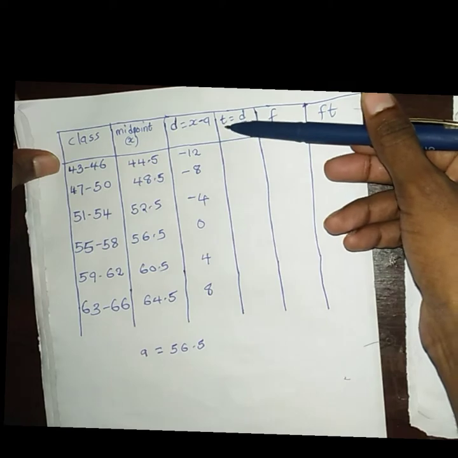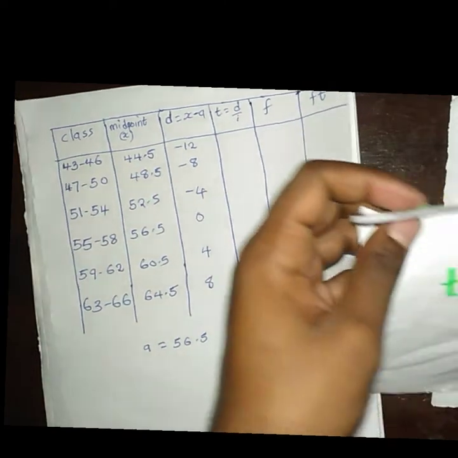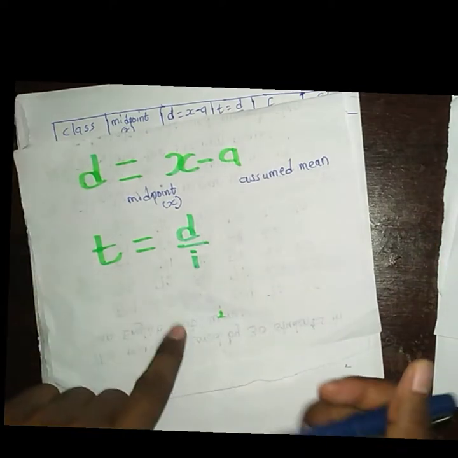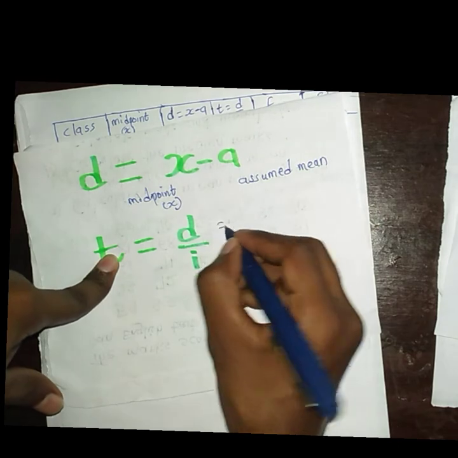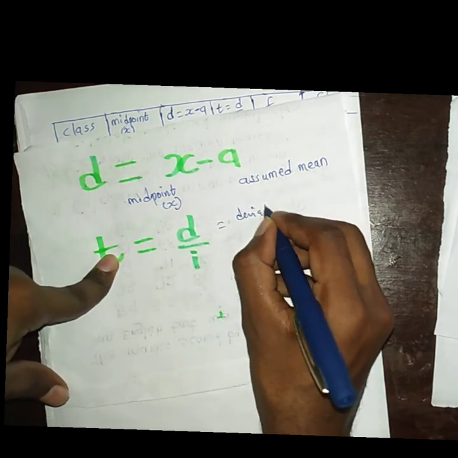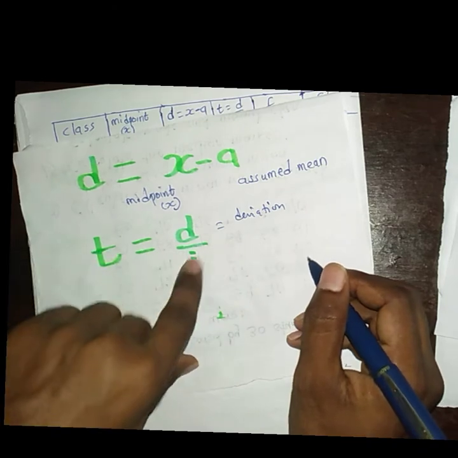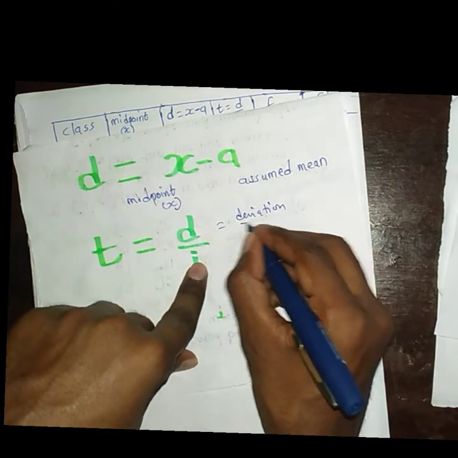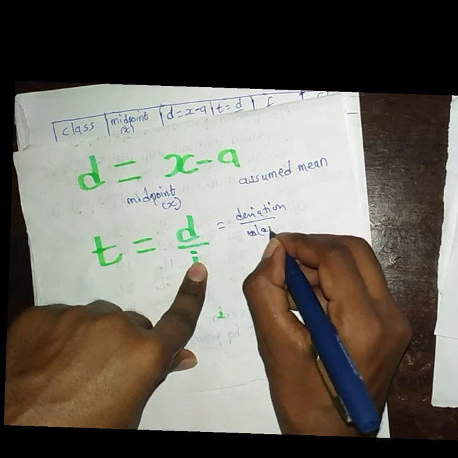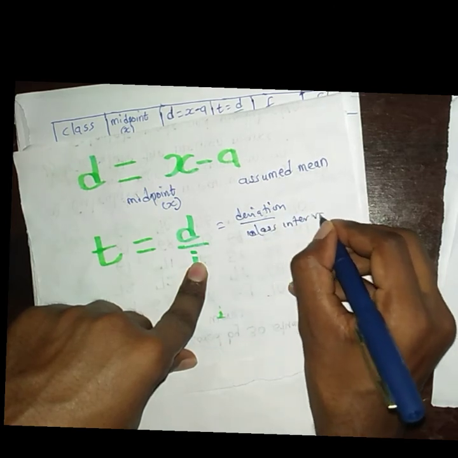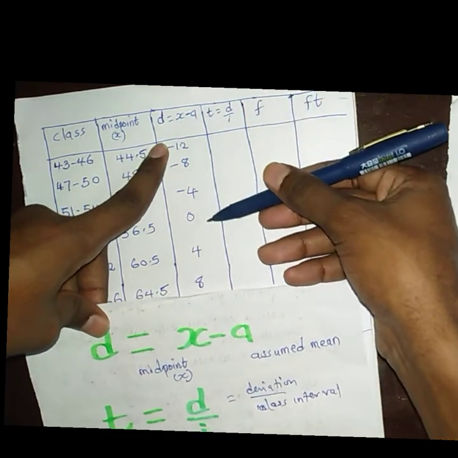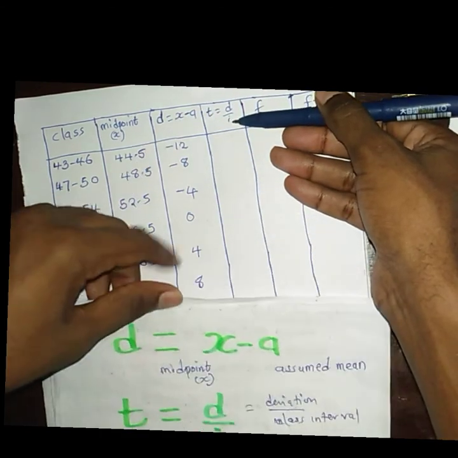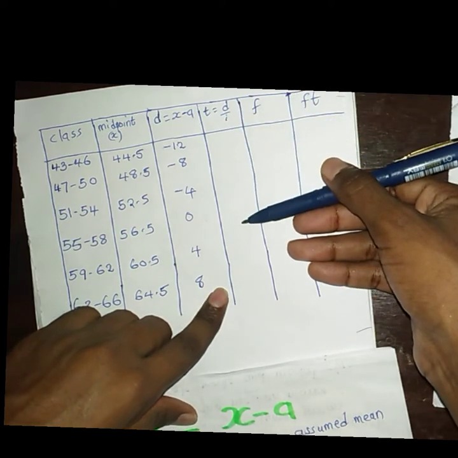Let's now fill the next column, which is t. And we can calculate this column t using this formula. D is the deviation column, and I is the class interval. So we divide the D column by the class interval to get the values of the t column.